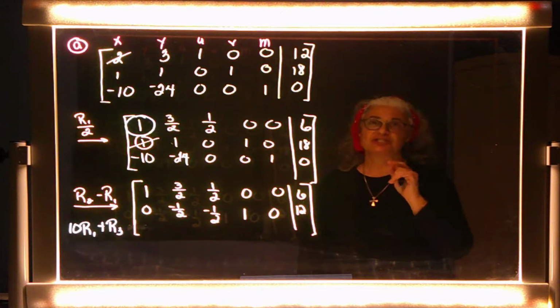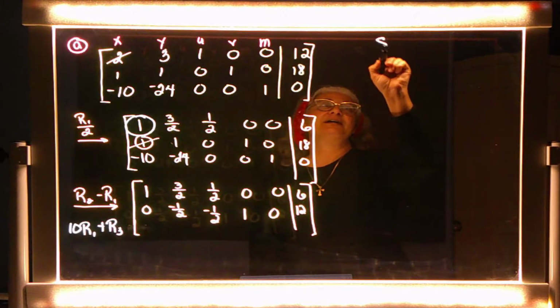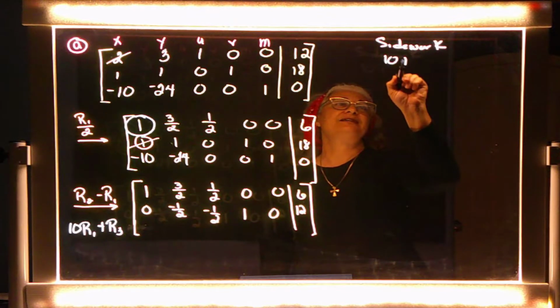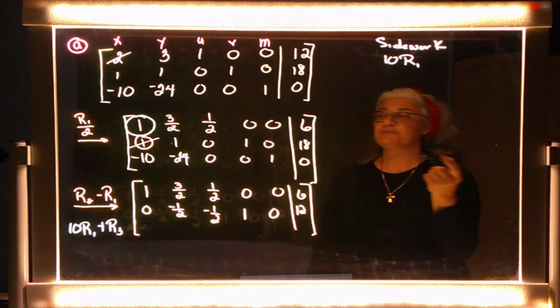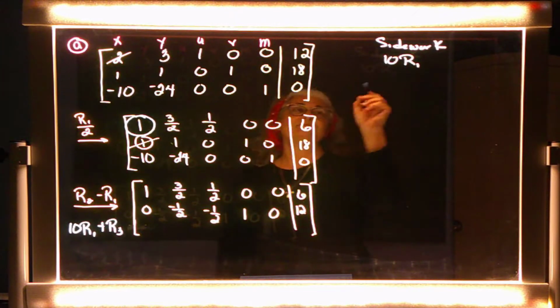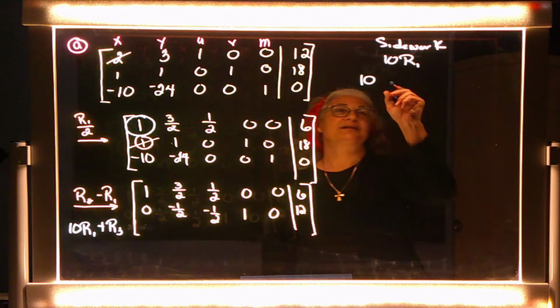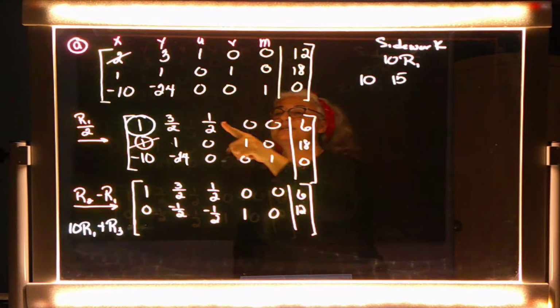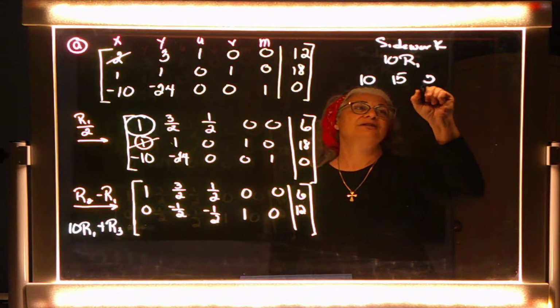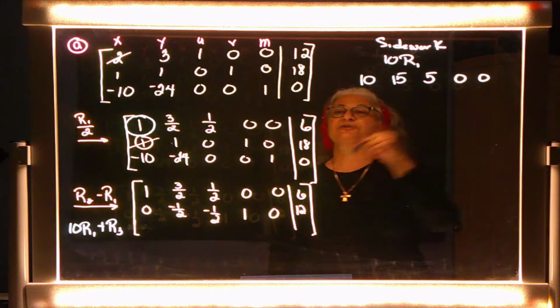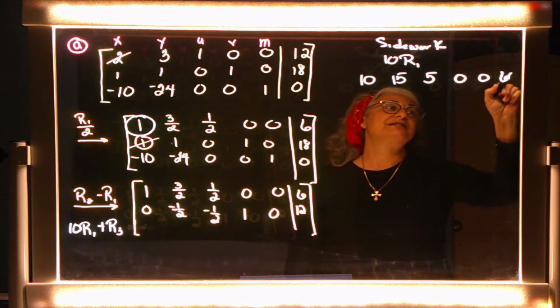Hang in there. So let's just do that. So here's some side work. All right, so you've got to take 10 times the first row, don't you? So 10 times 1. Good. 10 times 3 halves, yep, that's 15. 10 times 1 half, 5. 10 times 0 is 0, and the other 0 is 0. And 10 times 6 is 60.